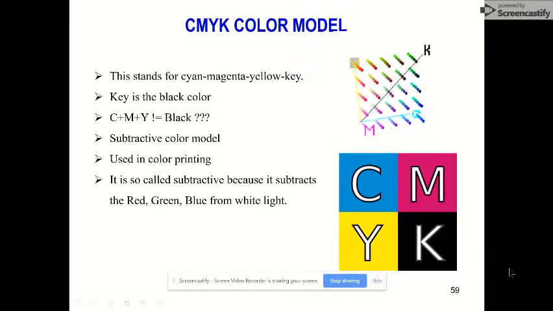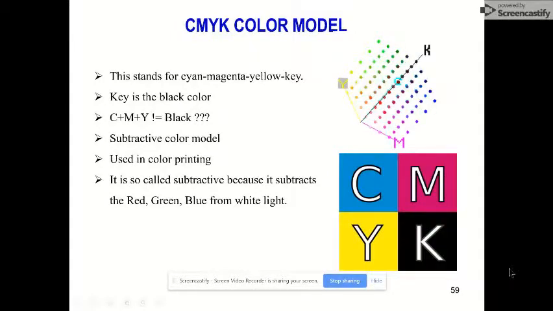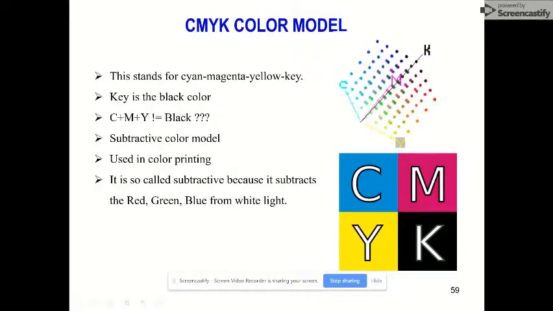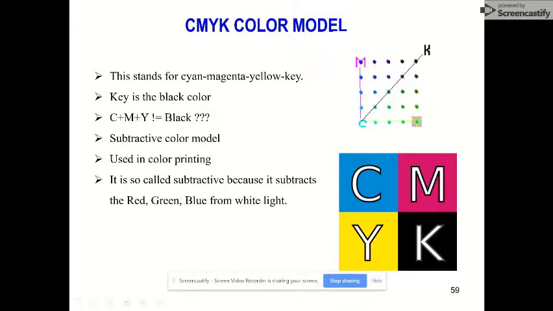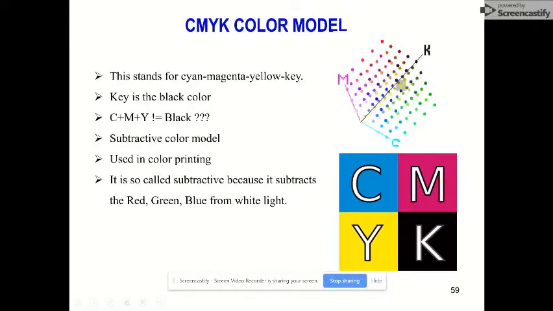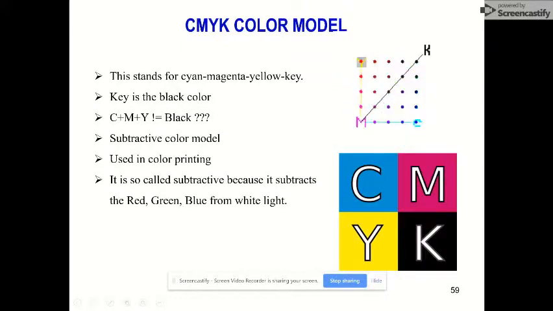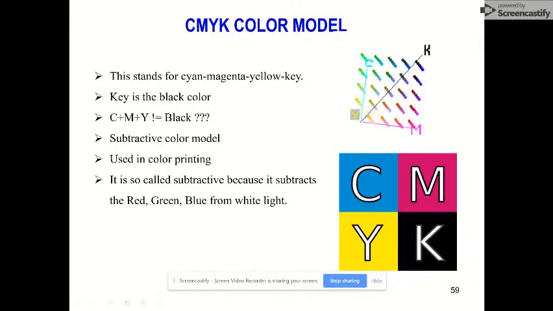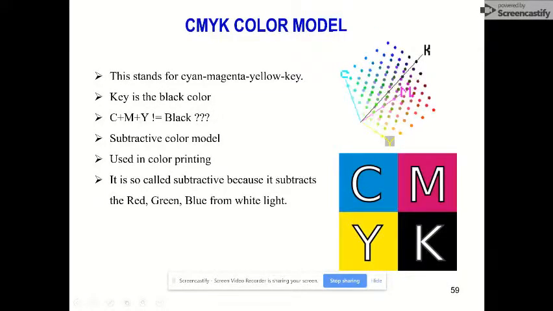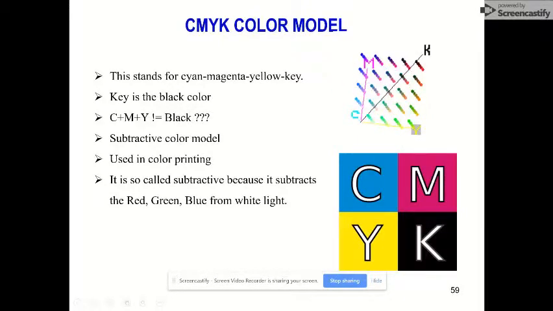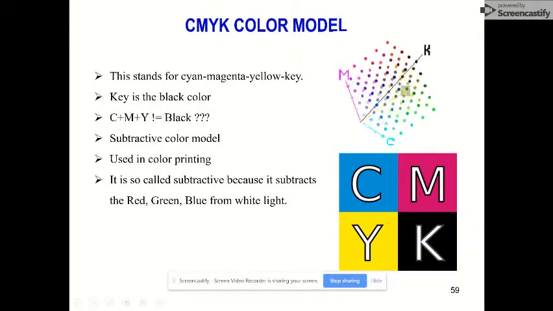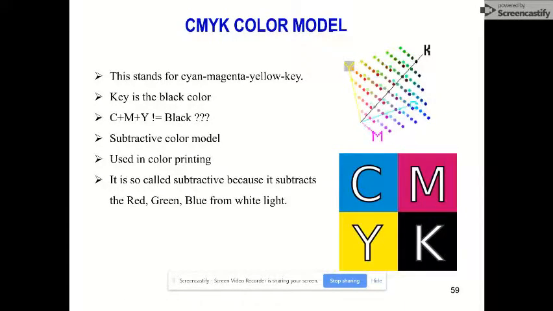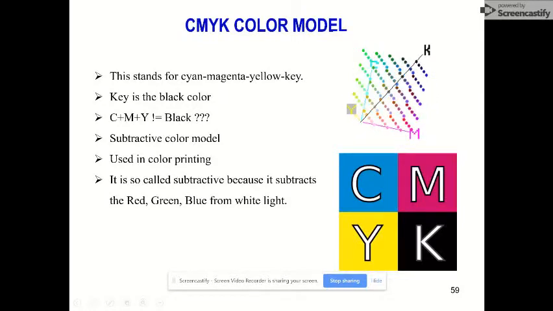And it is also a subtractive color model. It's used in color printing. It is so-called subtractive because it subtracts the red, green, blue from the white light. The drawback of the CMY model is that even when you mix the portion of CMY all together, you will get only a darker shade of gray, but not black. So in this model, we overcome this using a separate black ink. So in order to have a very rich looking black color, you first use the CMY portion together to get a darker version of the gray, and then you use the black color on top of it, so you'll get a very dark looking black color.